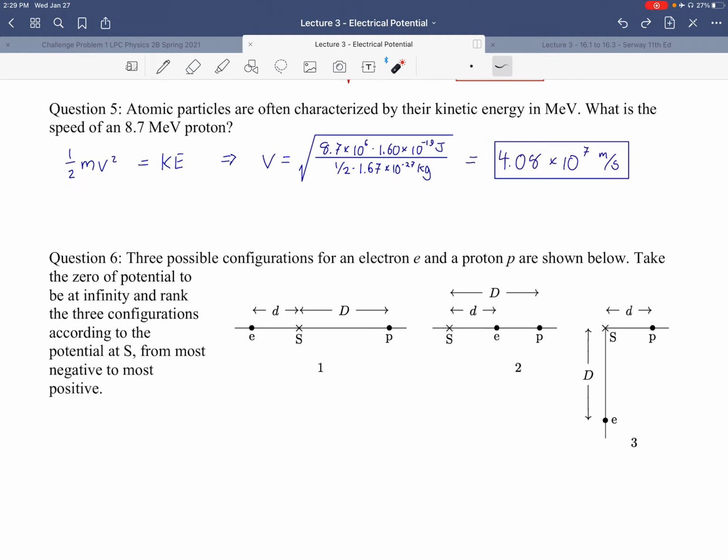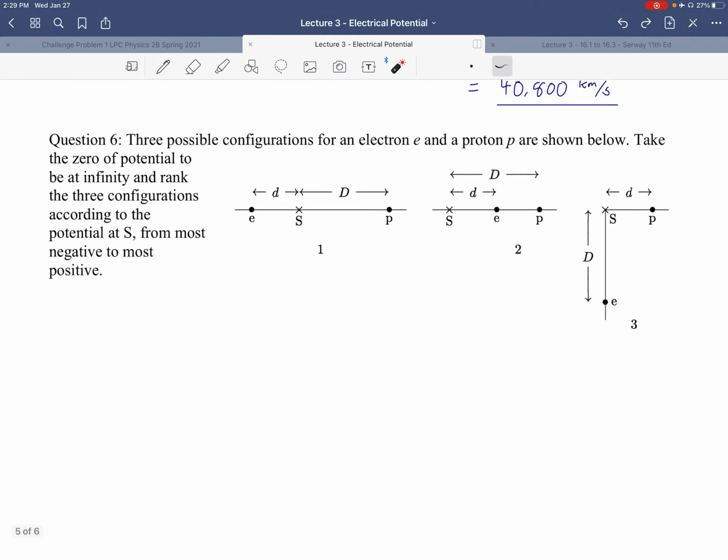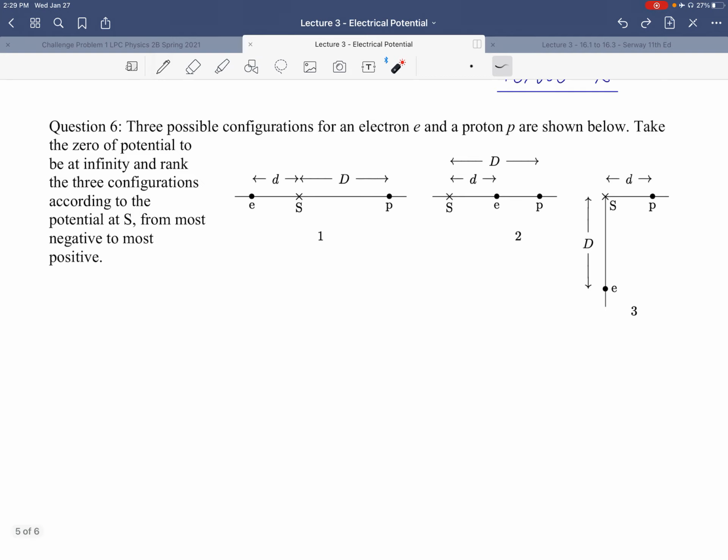We're just going to solve for the velocity. It is 4.08 times 10 to the 7 meters per second, and that is the same as 40,800 kilometers per second. Okay, notice here that I converted the energy over to electron volts with this expression right here. Okay, all right, question 6. 3 possible configurations for an electron E and a proton P are shown. Take the zero of potential to be at infinity, which is always a standard, and rank the 3 configurations according to the potential at S from most negative to most positive.